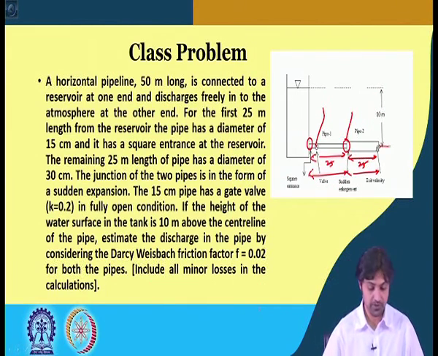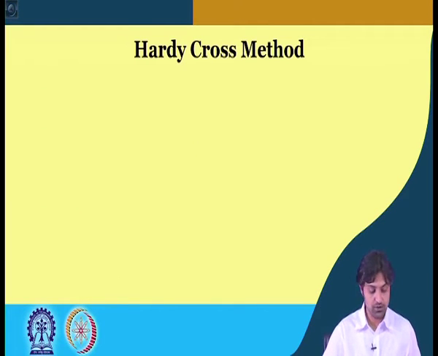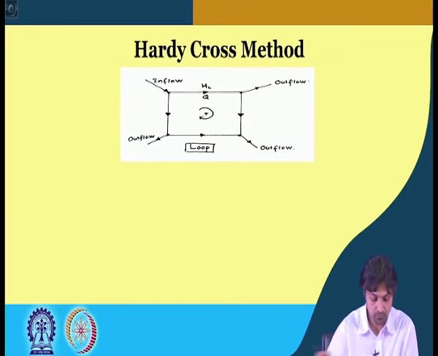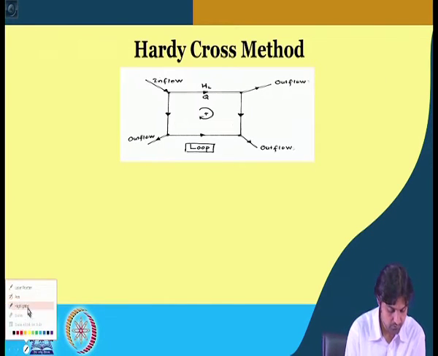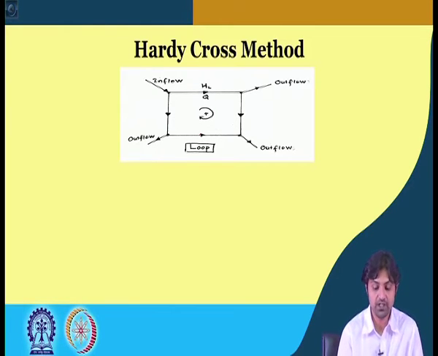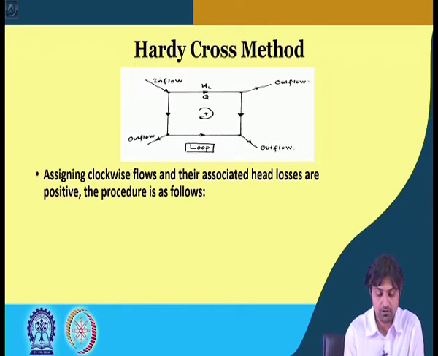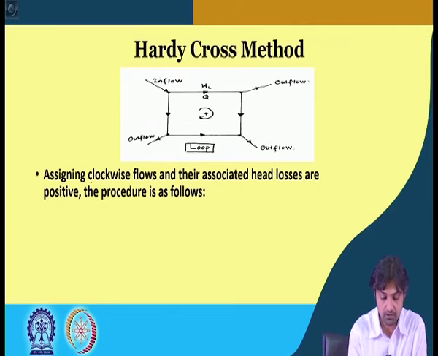So, we go back and we are going to start what we promised, the Hardy cross method. So, what does the Hardy cross method say? If there is a flow like this, there is an inflow and there is an outflow, and there is a loop that is formed. So, what we do, we assign the clockwise flows and their associated head losses as positive.